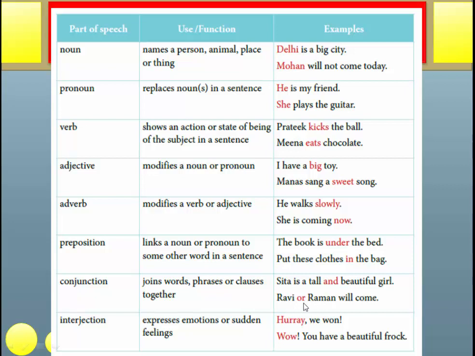This is a conjunction. Ravi or Raman will come. This is also a conjunction. Interjection: words that express emotions or sudden feeling. Hooray, we won. Wow, you have a beautiful frock. So these, hooray and wow, are the words that express our sudden feeling or emotions. So these are the parts of speech.